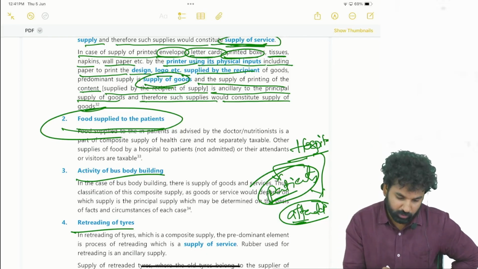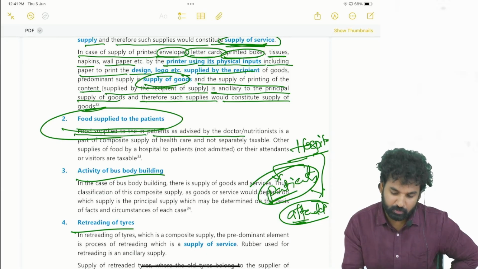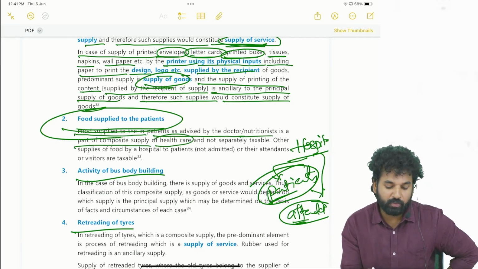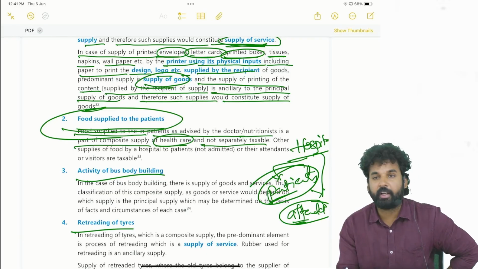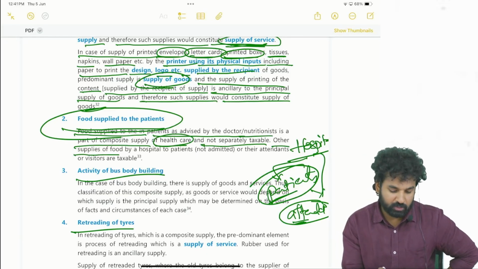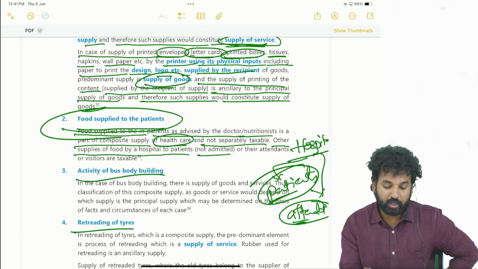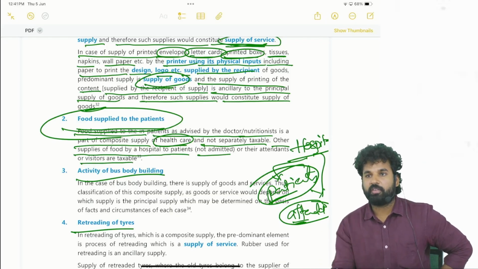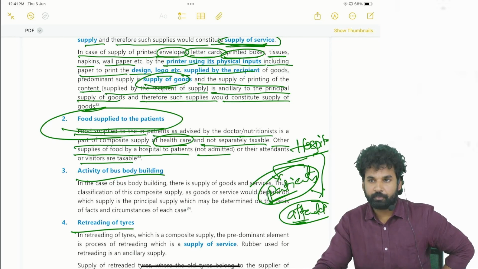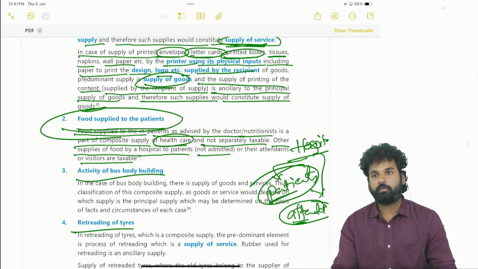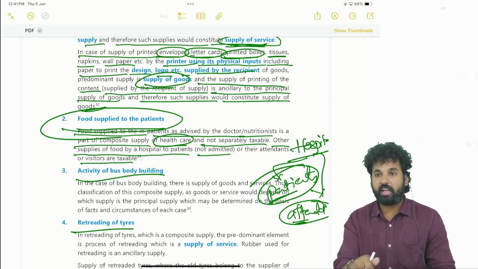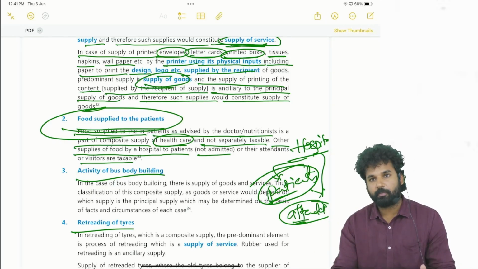Food supply to inpatients as advised by the doctors or nutritionist is a part of composite supply of health care and not separately taxable. Other supplies of food by a hospital to patients not admitted, that means their attendants or visitors, are taxable. It is a separate supply and it is taxable. Whenever it is supplied to patients, it is along with health care, along with the treatment. Since treatment is exempted, this ancillary supply is also exempted.